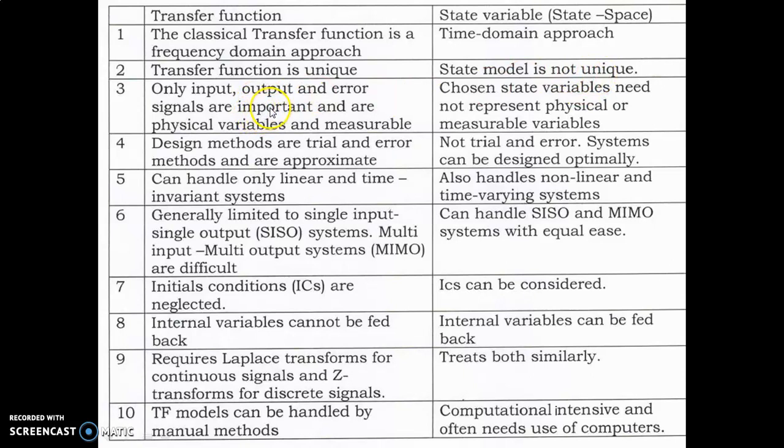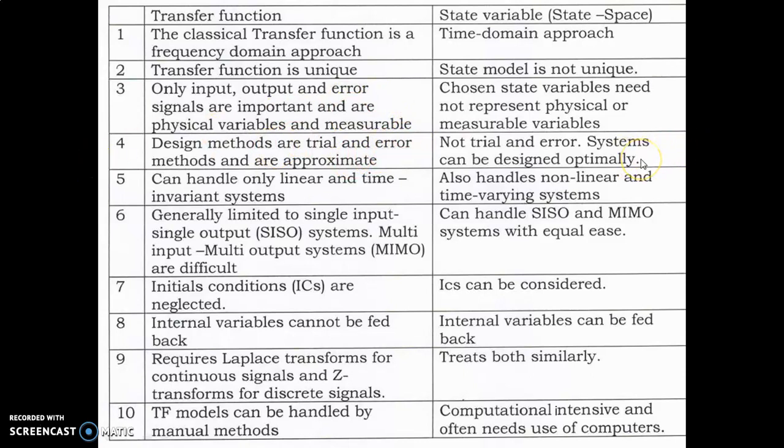In the transfer function, we are taking only input, output, and error signals, which are important, physical variables, and also measurable. But in the state space, chosen state variables need not represent physical or measurable variables. Okay. Design methods in the transfer function method are trial and error approaches and are approximate only. But in the state variable analysis, there is no trial and error method. Systems can be designed optimally.